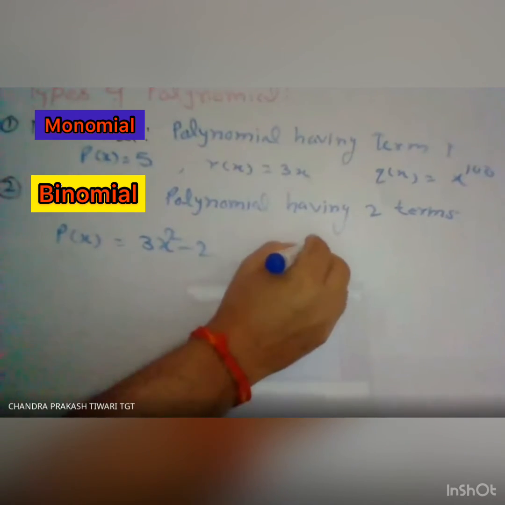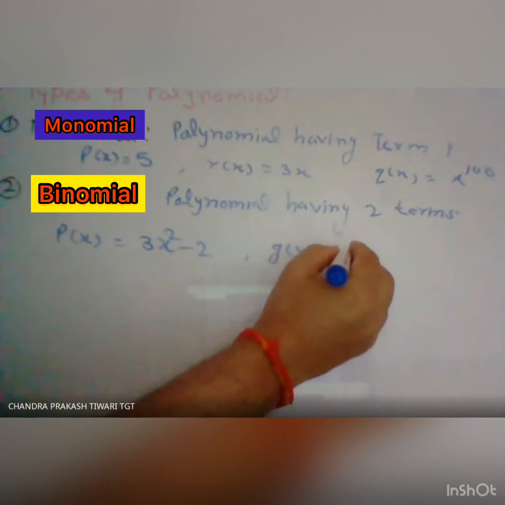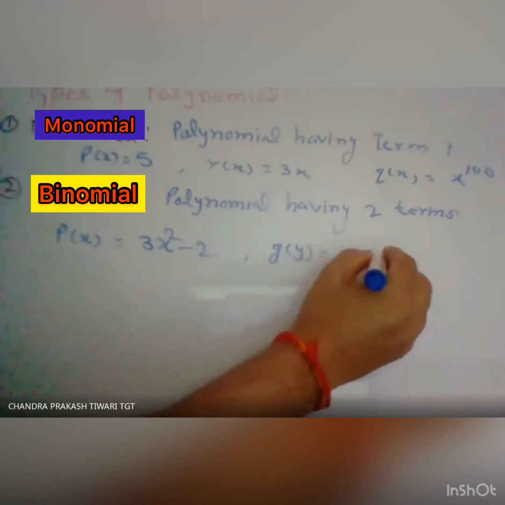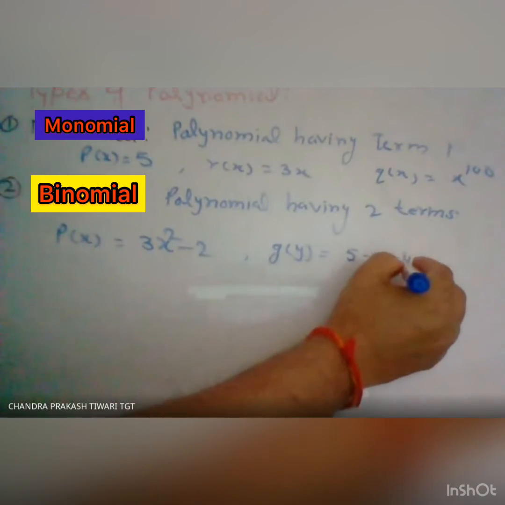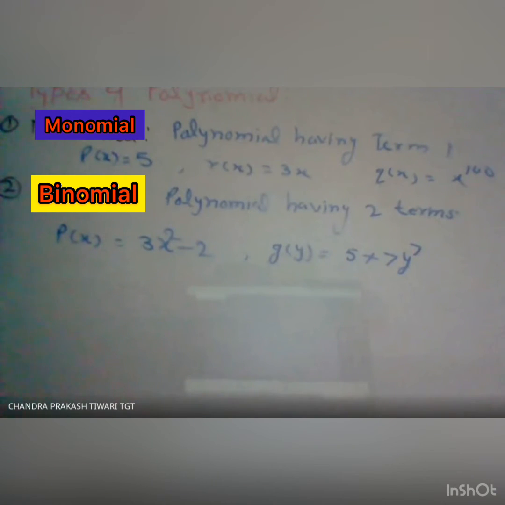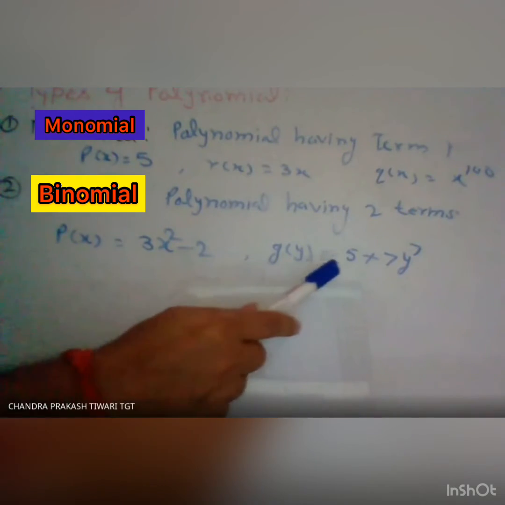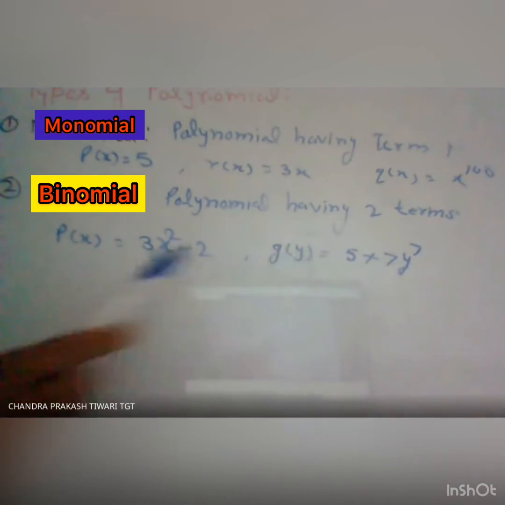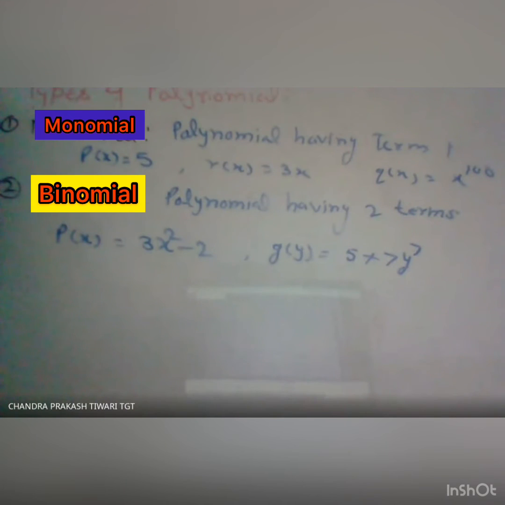And the next one, g(y) equal to 5 plus 7y raised to the power of 7. This polynomial has two terms, so this is also a binomial. You cannot observe the degree of the variable here. You will count only terms. This is the first term and this is the second term. So there are only two terms. You can say that this is a binomial polynomial.